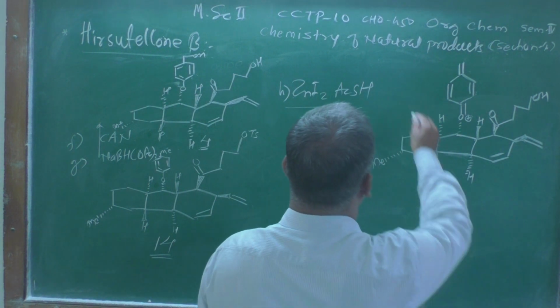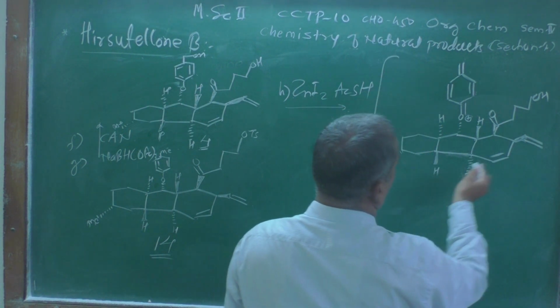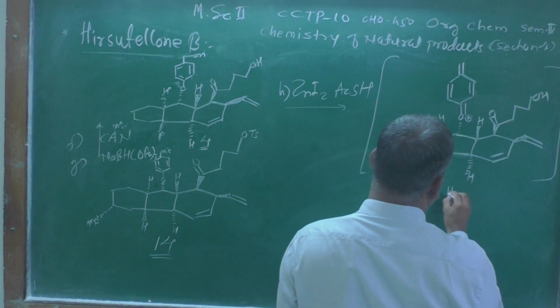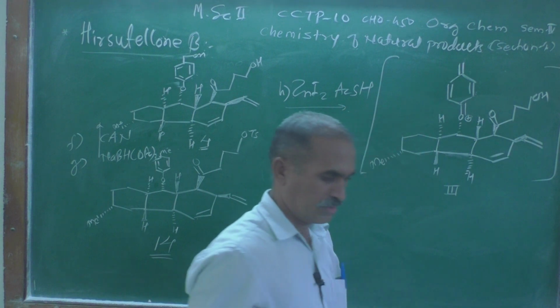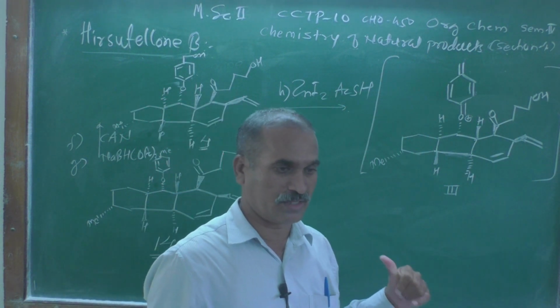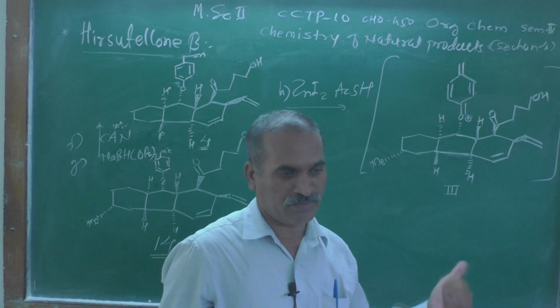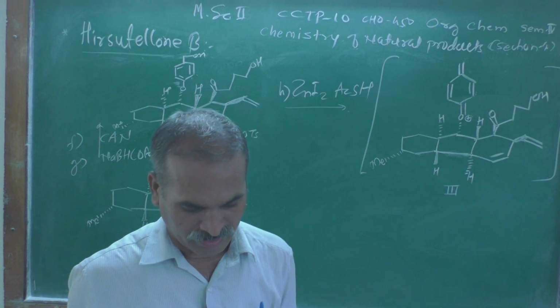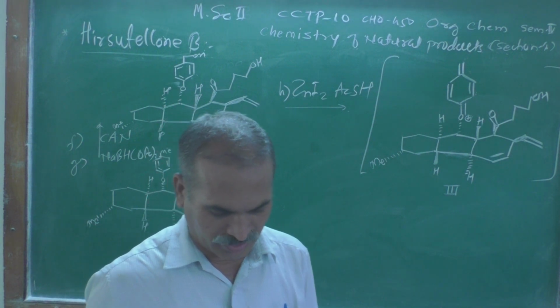So this is a structure which I am representing in a square bracket. This is nothing but structure number 3, Roman figure I am showing over here. Previously, in structures first and second, we already learned, and now is structure number 3. Remember, try to recollect it.